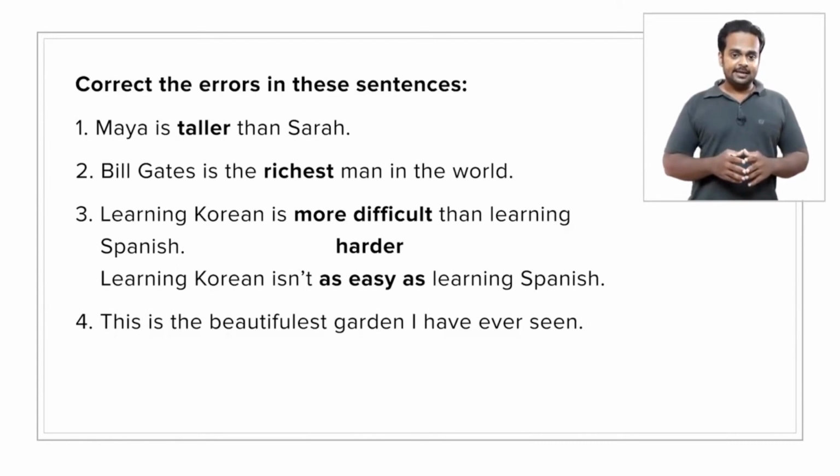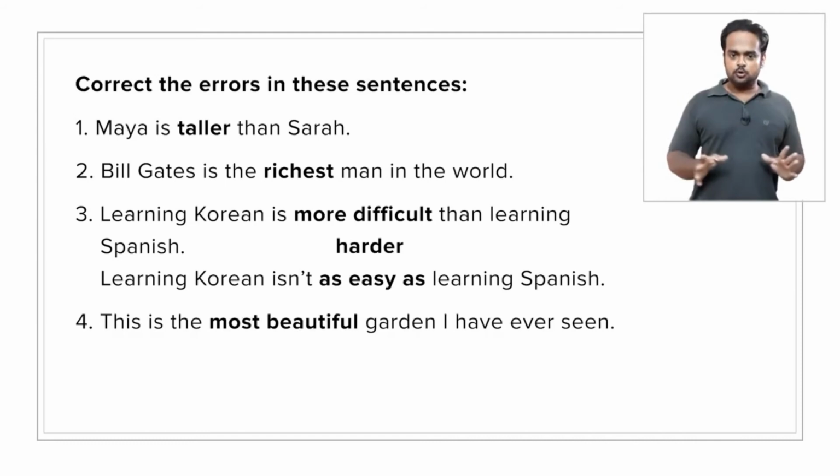Here, the problem is the word beautifulest. Actually, there's no such word. We cannot say beautifuler and beautifulest. The adjective beautiful does not have those forms. Instead, we have to say more beautiful and most beautiful. So this is the most beautiful garden I have ever seen.